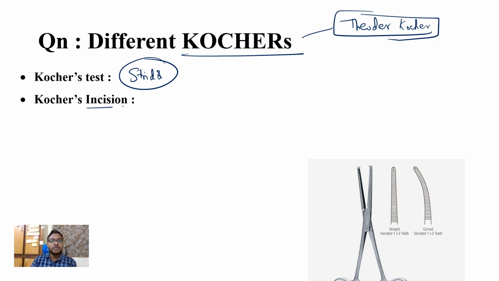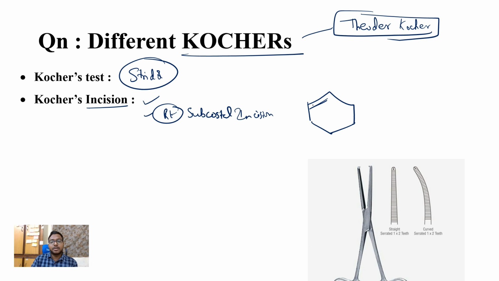Now coming to Kocher's incision, just now we have discussed it. It is nothing but your cervical collar incision. There is another Kocher's incision. It is also called the right subcostal incision, which is used for open cholecystectomy. So you will go below the right costal margin. This is for open chole surgery. The other one is the cervical collar incision for thyroidectomy.